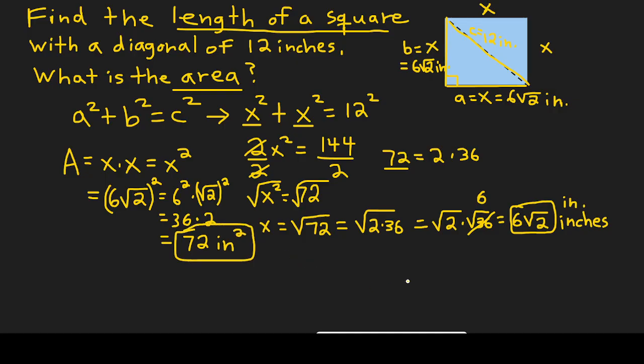And that, my friends, is the final answer to this problem. We found the length of the square using the Pythagorean theorem. Given the diagonal of the square, we found that was 12 inches. And we applied the formula here to figure out what that side, or what that length of the square is. We found that to be 6 times the square root of 2 inches. And then we just multiplied that side by itself to give us the total area of the square, which is 72 inches squared.